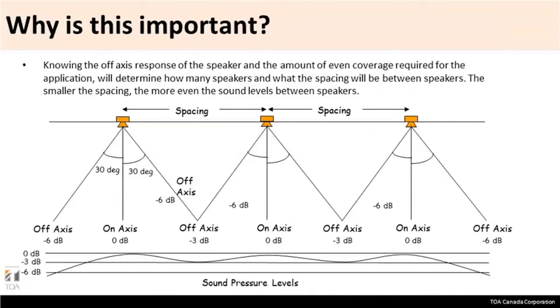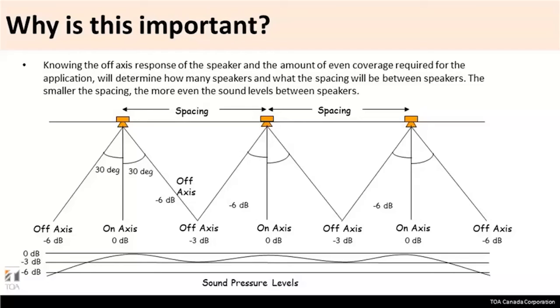All right, so knowing the off-axis response of the speaker is essential to understand the amount of even coverage that you're going to need. It also determines how many speakers and what the spacing of the speakers will be. Let's say in this particular example the first speaker has a coverage of 60 degrees, right? So you know that on the right-hand side, when it extends 30 degrees off axis, the volume level is going to drop by 6 dB, correct?